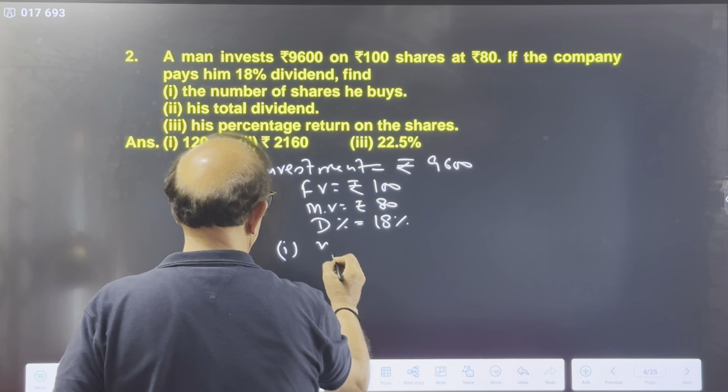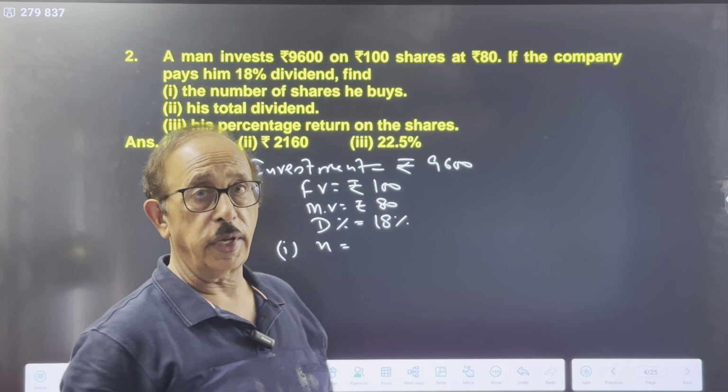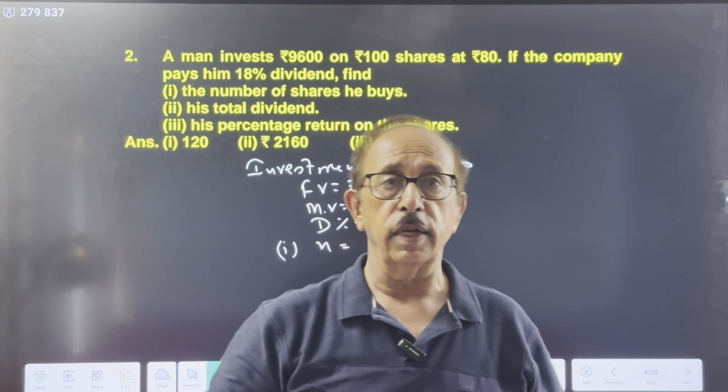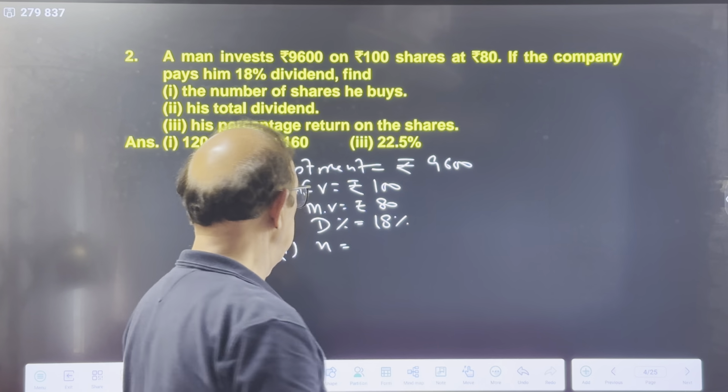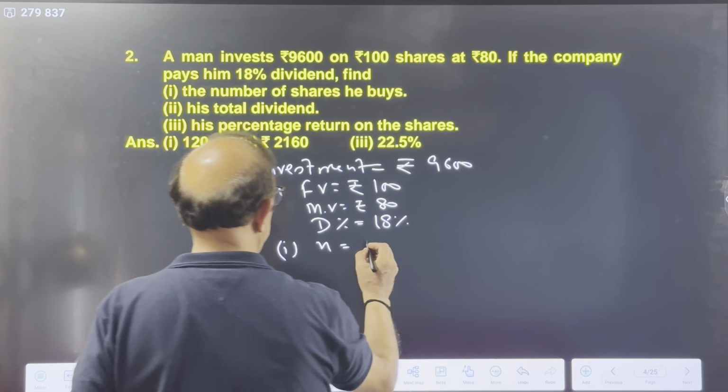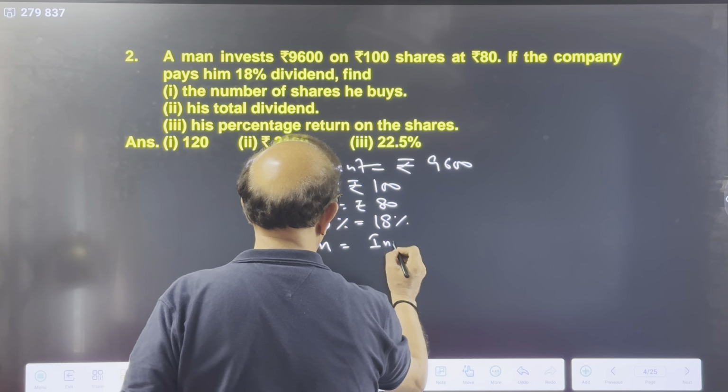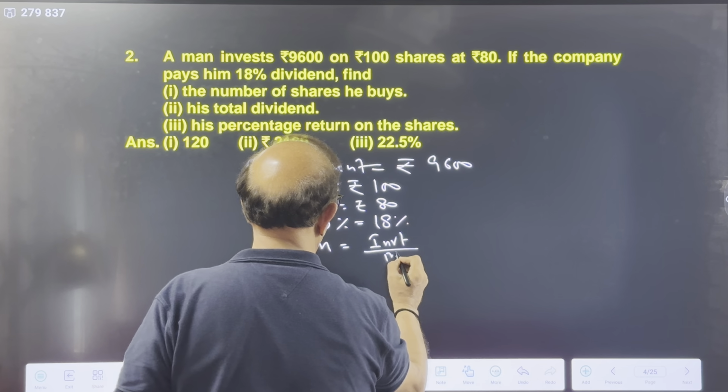You know the formulas. What is the formula of number of shares? You know the formula of investment. Investment is equal to market value into number of shares. So number of shares is equal to investment upon market value. That is 9600 upon market value, which is 80. 0 cancel. 8 1 the 8, 8 the 0. This is equal to 120. Answer number 1. Second part.